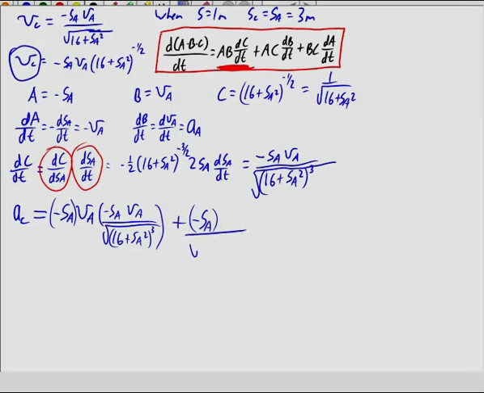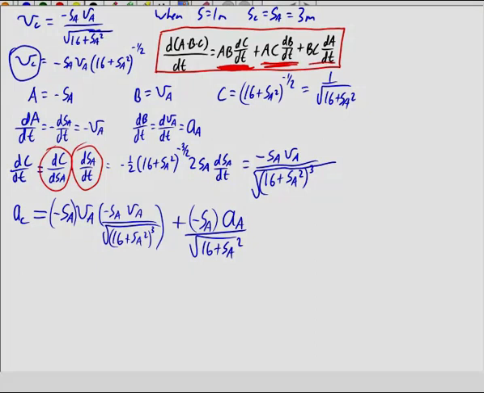Square root of 16 plus SA squared. That's my C. And then I have to take the derivative of B. The derivative of B is just the acceleration of A. We've already found that, acceleration of A. Okay, we just got the second term taken care of.